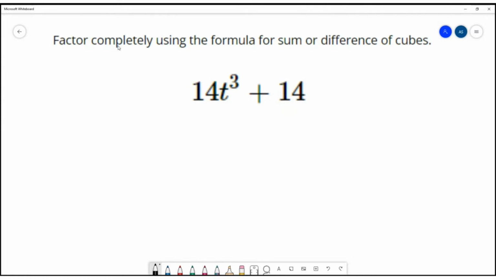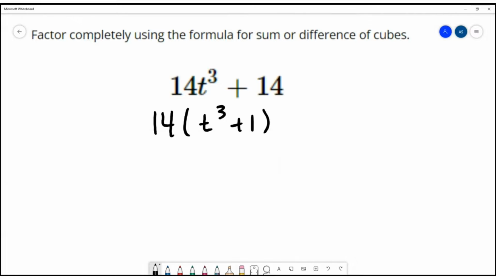So on this question, we want to factor completely using the formula for sum or difference of cubes. We've got the expression 14t cubed plus 14. Now, one thing to keep in mind is that even though it says to factor the sum or difference of cubes, we want to first factor the greatest common factor. So we do have a greatest common factor of 14. That greatest common factor of 14 would give us t cubed plus 1.